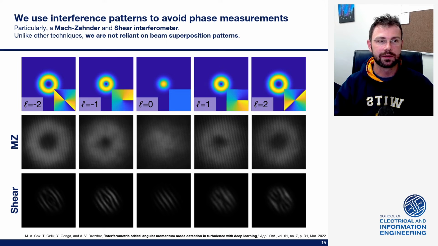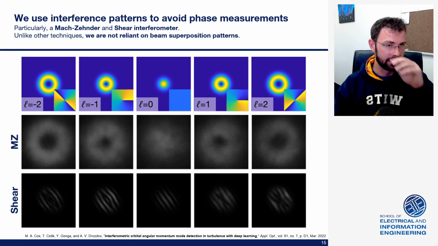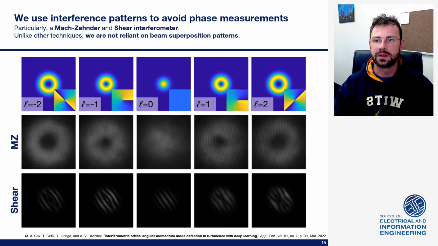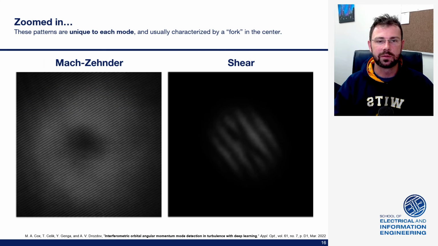But with a shear interferometer, you just interfere the beam with itself, which means you could do it over an arbitrary distance. So if we just zoom in here so we can see what these things actually look like, a Mach-Zehnder interference pattern, you can see there's this clear sort of fork structure in the middle. And that's what we're looking for, and you could see it with your eyes as well. You can count how many tines are on that fork, and you could work out what OAM mode it is.